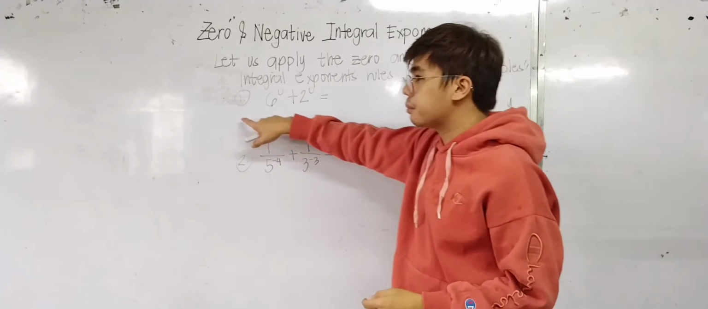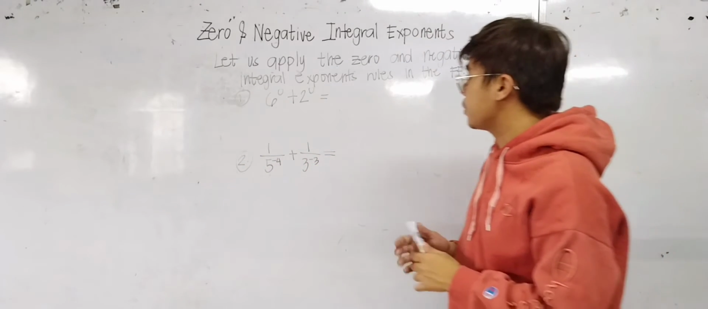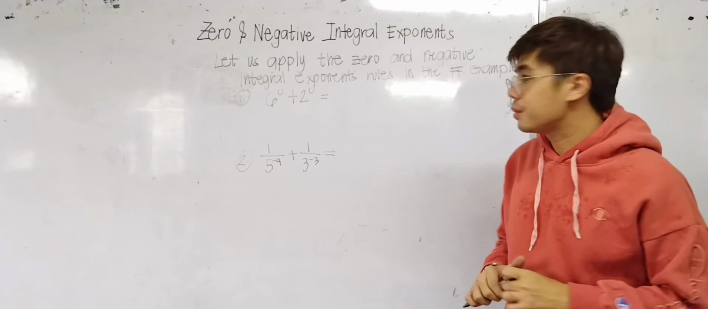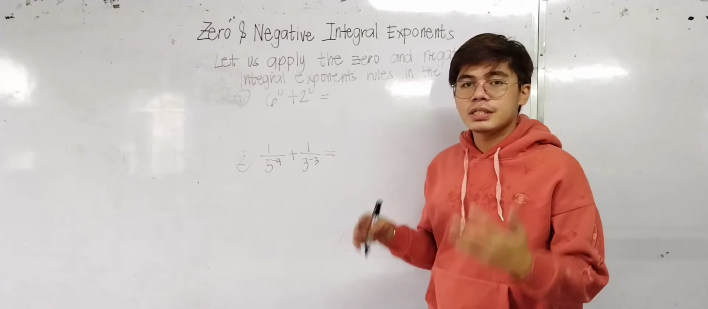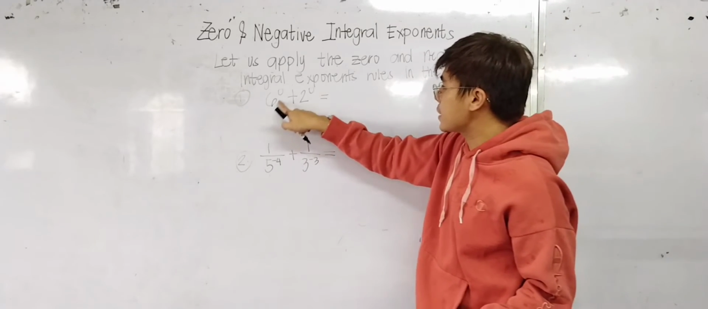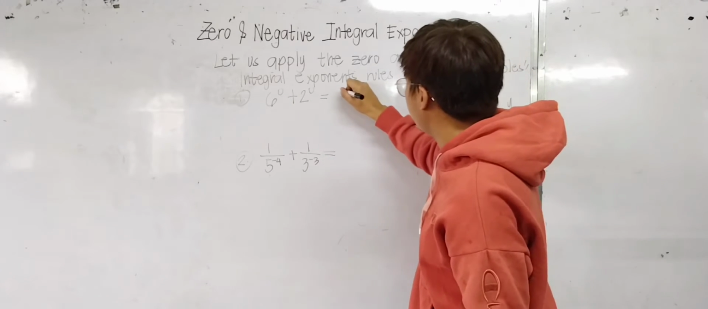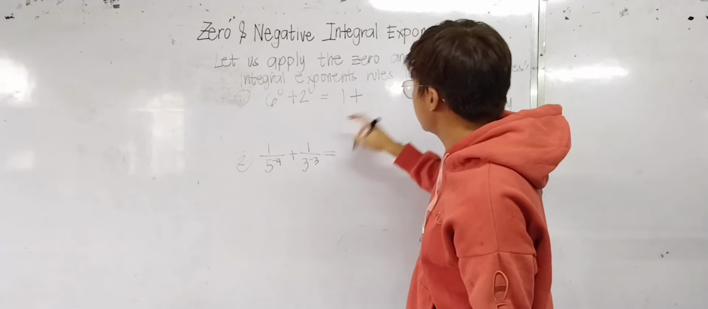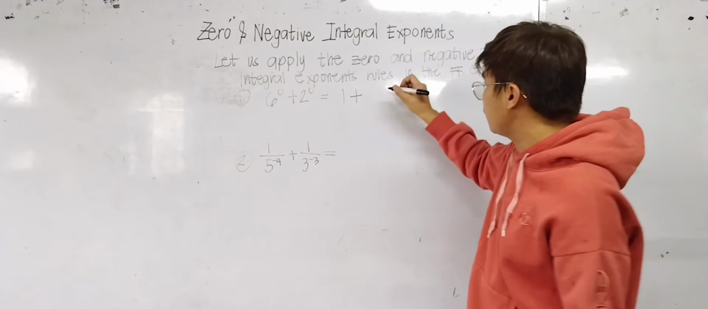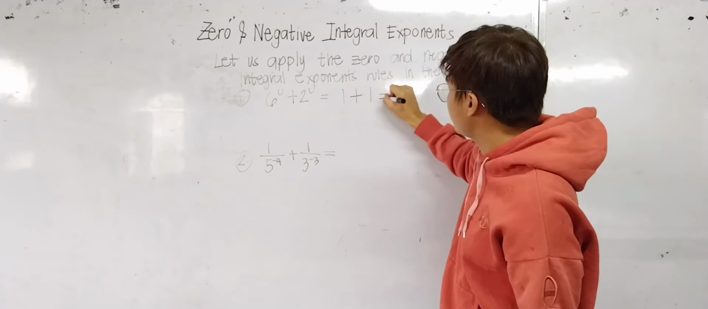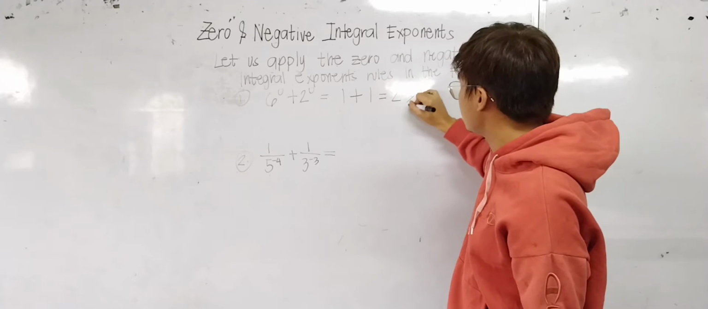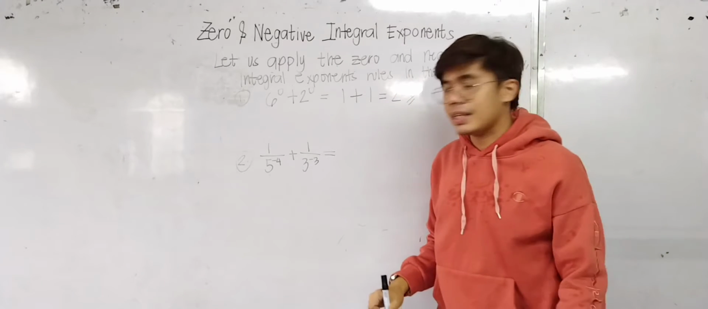So we have here example number 1, 6 raised to 0 plus 2 raised to 0. We will use zero integral rules. So we have here 6 raised to 0. Whenever your value is raised to 0, that is equivalent to 1, plus, then we have 2 raised to 0, which is also equivalent to 1. So we have 1 plus 1, so the result is 2. Okay, let's try example number 2.